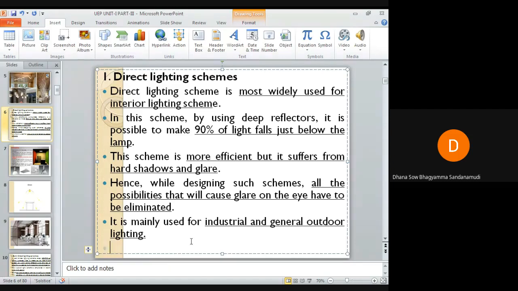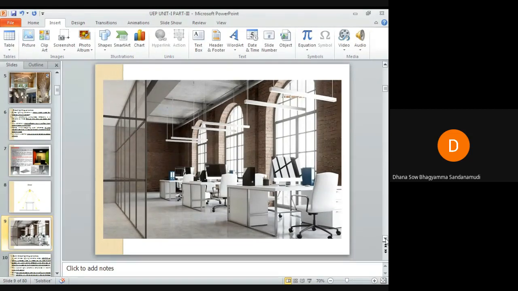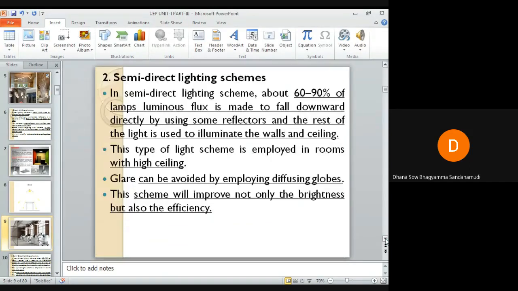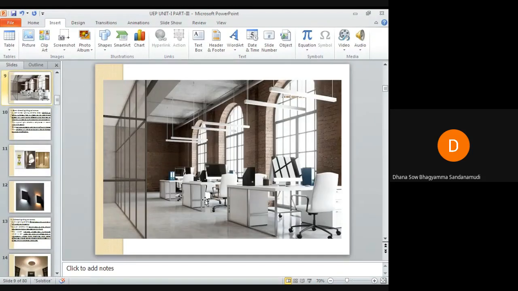Generally, direct lighting is used for industrial and general outdoor lighting. You can see it in some offices here. You can see direct lighting lamps here. So this is the direct lighting.